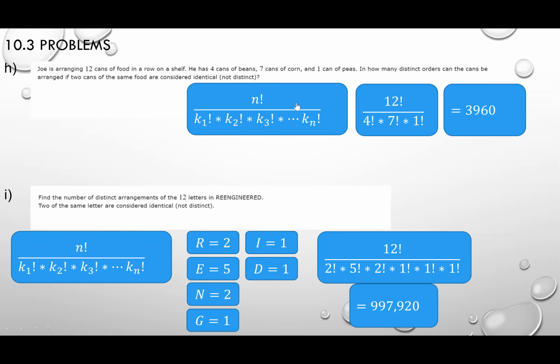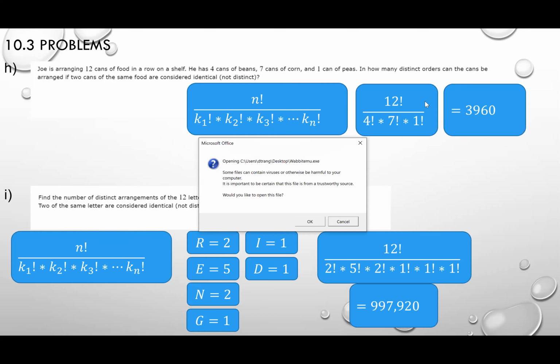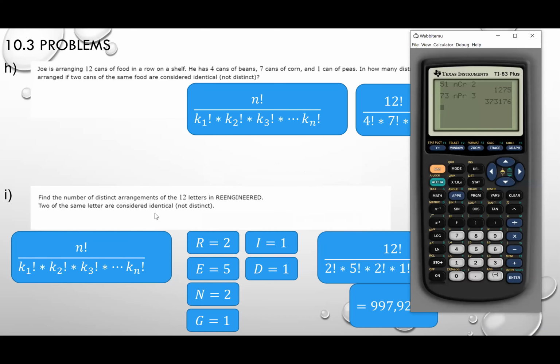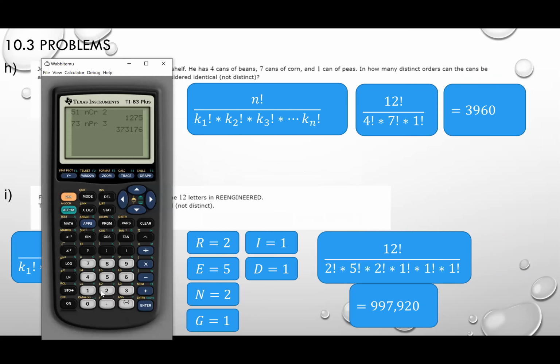If you want to use your calculator, all you're doing is taking 12 divided by, make sure, not 12 factorial. To find the factorial, you hit the MATH button, scroll over to PRB, and go to option number 4, and that is where your factorial is. Everybody see that? MATH, scroll over to PRB, and option number 4, that's where the factorial is.